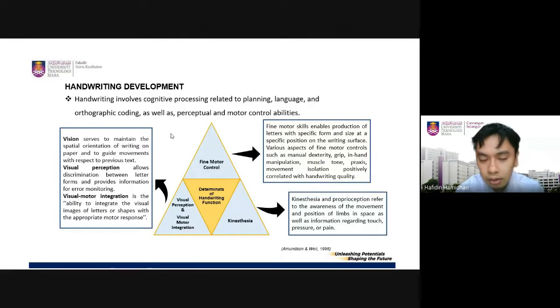Kesemua kemahiran fine motor control ni bertanggungjawab untuk production of letter with specific form dan size. Apabila kanak-kanak tersebut ada fine motor skill, dia membantu kanak-kanak tersebut untuk produce abjad ataupun huruf mengikut bentuk tertentu dan size yang tertentu. Selain itu, kemahiran fine motor ni akan membolehkan kanak-kanak tersebut untuk mengawal jumlah daya yang dihasilkan oleh tangan dan jari jemari sewaktu melakukan aktiviti handwriting. Kalau kanak-kanak tersebut mengalami masalah fine motor control, berkemungkinan kanak-kanak tersebut akan mengalami masalah illegible dan slow handwriting.